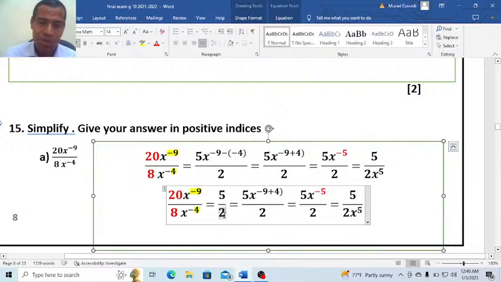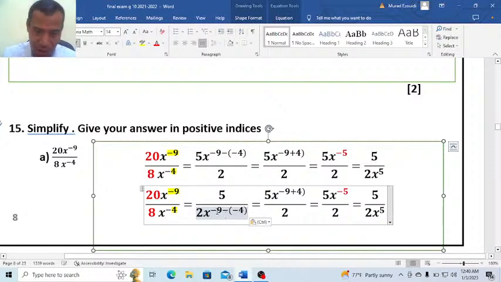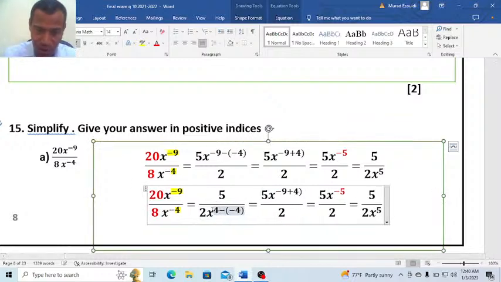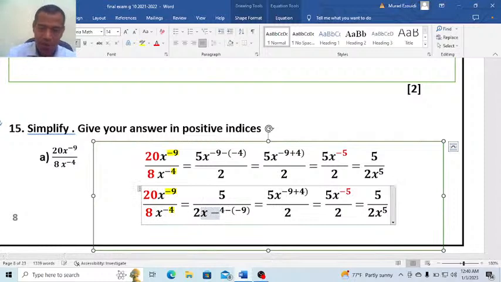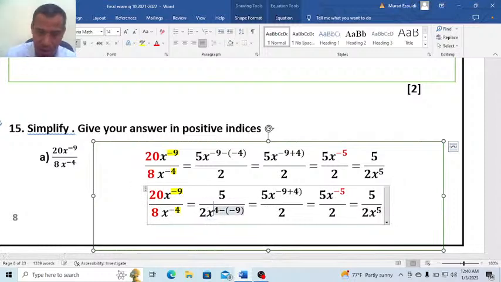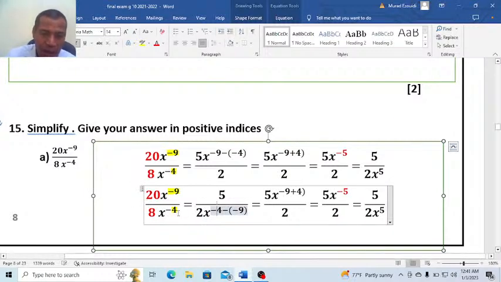So it will be 2 times x to the power negative 4, then it is a division, so it will be minus 9. Okay, why minus 9? This is negative 4. Oh, sorry, this is negative 4. I will keep this as it is, not change.